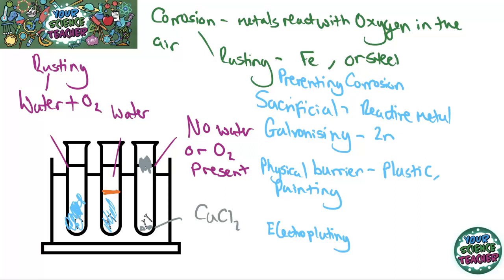And the last technique is electroplating. What you do with this is you place a very unreactive metal around the outside, for example, silver, and what this does is it protects the metal underneath that might be more reactive, that would react with the oxygen and water.